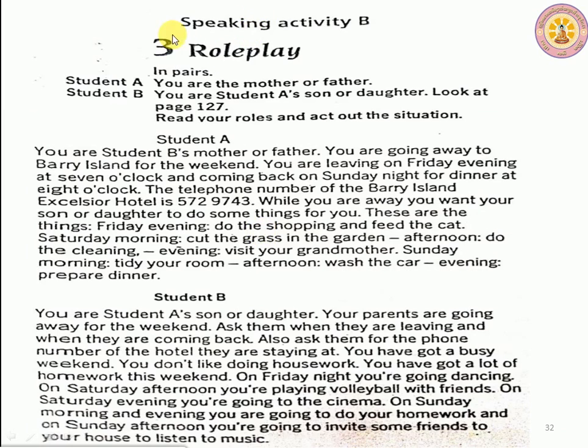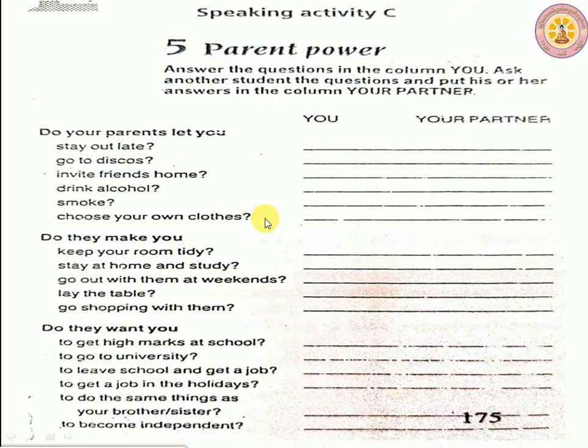Okay, another activity is right here. This activity is to work in pairs. Student A and student B. Student A is the mother or father. Student B is the son or daughter. Okay, look at the page here. This is student A, this is student B. So we can give the students a copy of this and ask them what student A should do, what student B should do. This is a kind of speaking performance as well.